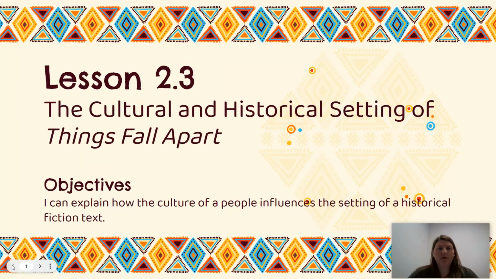In this video, we are covering lesson 2.3, the cultural and historical setting of Things Fall Apart. Things Fall Apart is the novel that we're reading this unit. And our objective for this lesson is to explain how the culture of a people influences the setting of a historical fiction text.